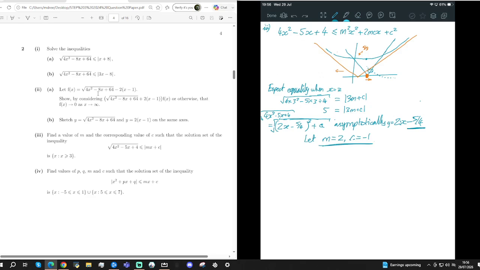Okay, part 4. And part 3 was much less pleasant than I originally thought it was going to be. Part 4. Find values of P, Q, M, C such that the solution set of that inequality is that stuff. Okay, well, it's now actually a modulus rather than a square root. So that's going to make our lives maybe slightly more pleasant.